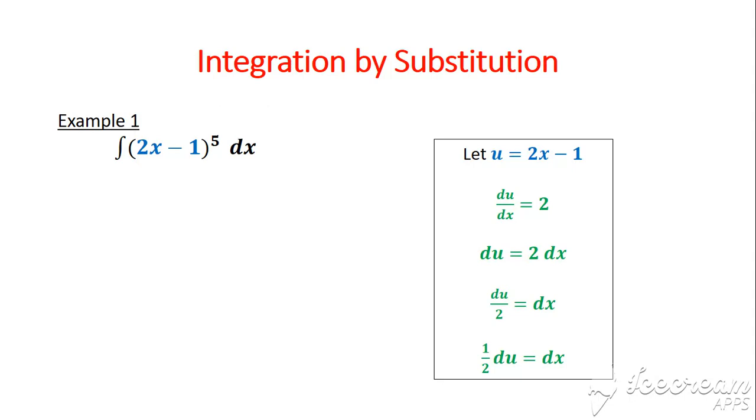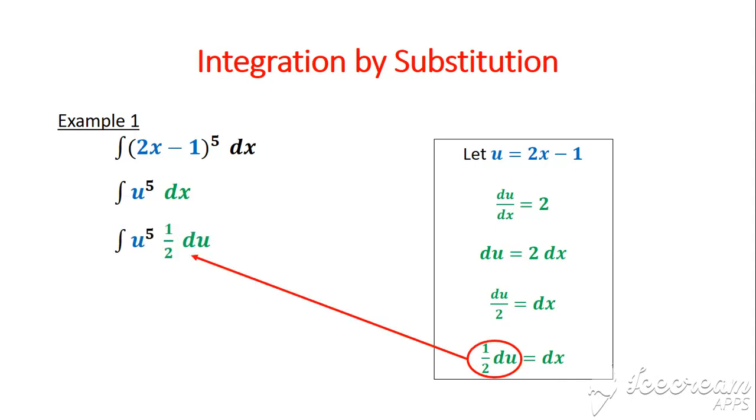Right, let's come back to our original working and let's do the following changes. Let's replace 2x minus 1 with u. So we're going to substitute this 2x minus 1 in for u. We're not going to use brackets anymore because it's just u to the power of 5. And now let's take the dx and replace it with half du, because we've just worked out over on the side that dx is equal to a half times du.